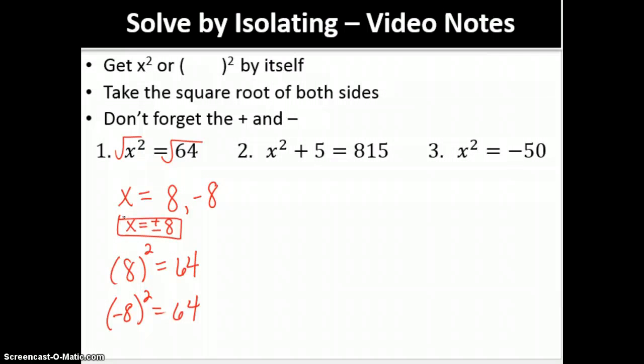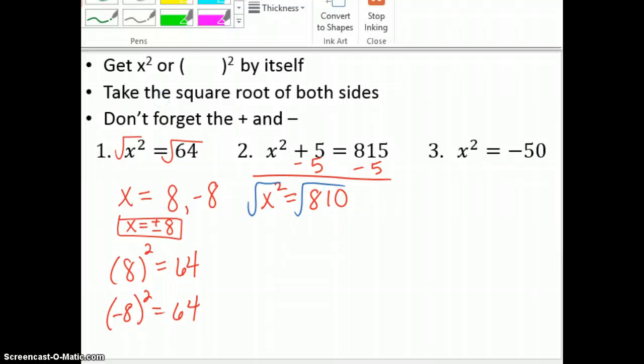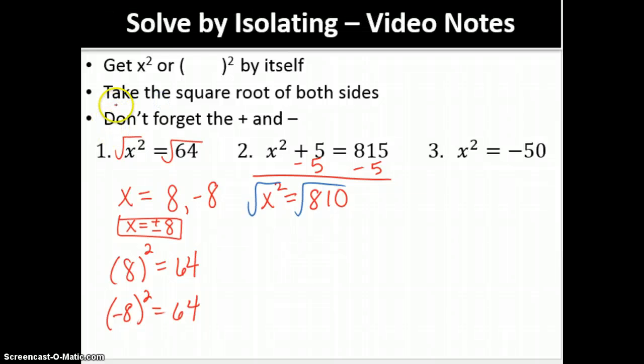So same idea on number 2. First, we need to get the x squared, or the parentheses squared, whatever's being squared, by itself. So we're going to subtract this 5 from both sides. So now we have x squared equals 810. Now we're going to square root both sides. So if we square root over here and we square root over here, we end up with x, since x squared square rooted is just going to be x. Equals positive and negative, plus or minus, square root of 810.